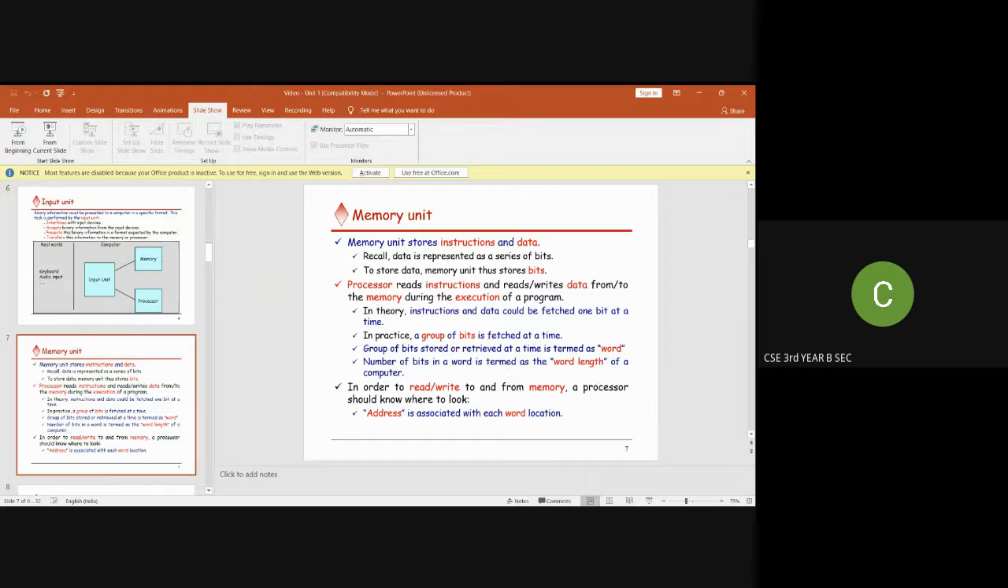Next one, memory unit. Memory unit stores instructions and data. So it should store instructions or commands, and data or operands or some encoded information like that. The data is always represented in a bit format. So in order to store the data, the memory unit stores the bits.